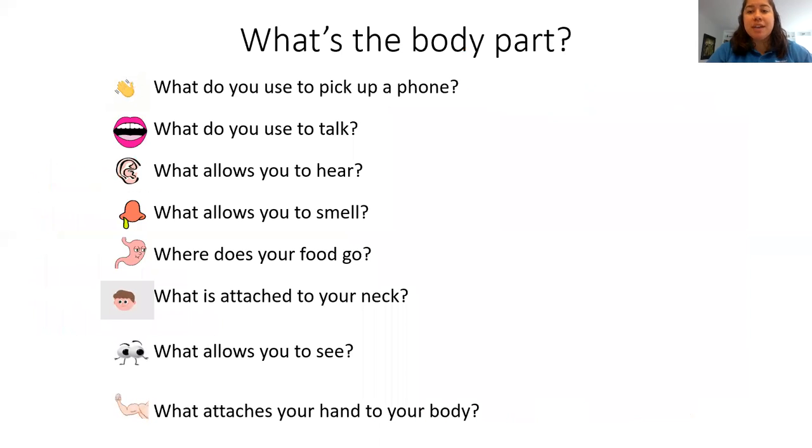All right, parts of the body. This might be our last review until we get into the new material. I can't remember, but let's get into it. So what do you use to pick up a phone? This right here, it is your mano. My mano helps me pick up my phone, mano. What do you use to talk? It's your lips, also known as your boca. Your boca is your lips.